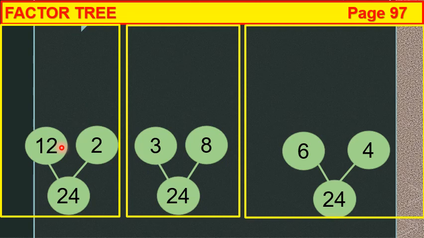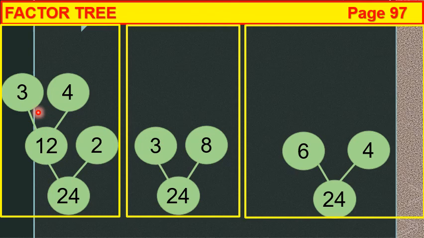So only 3 different factor trees can be drawn for 24, using 12 twos are 24, second factor tree 3 eights are 24, and third factor tree 6 fours are 24, as shown in the figure.